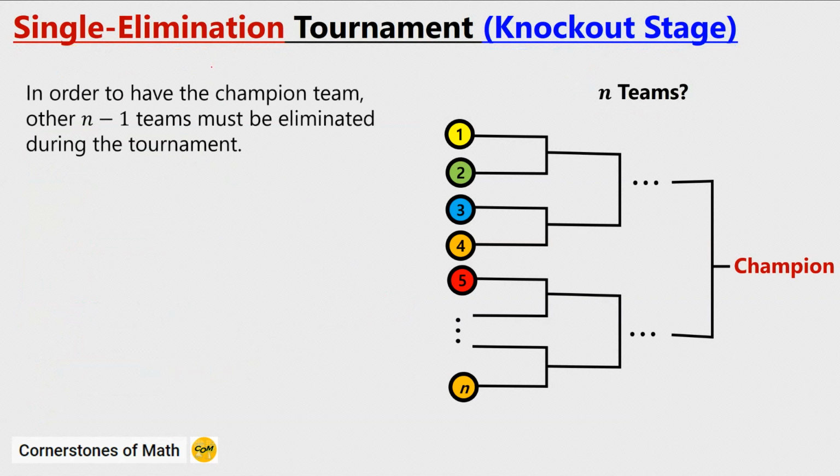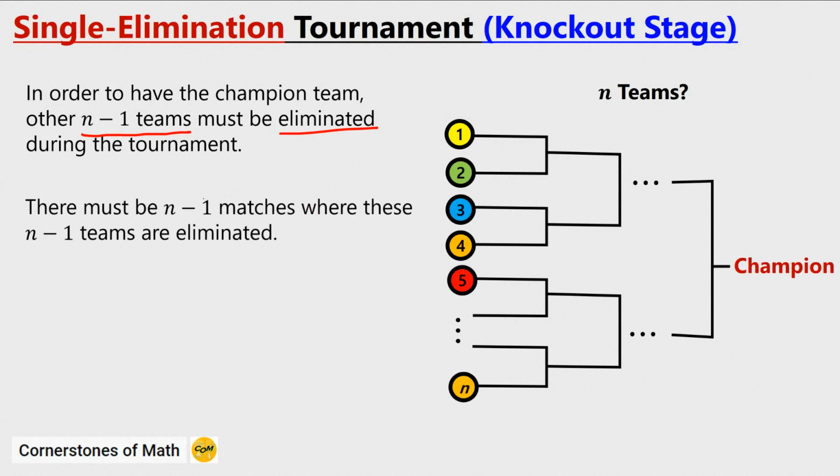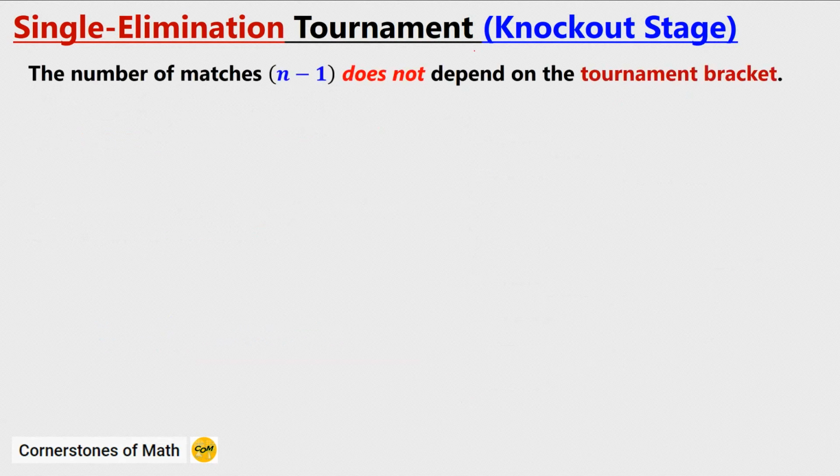Well, let's think about it. In order to have the champion team, the other n-1 teams must be eliminated during the tournament. This means that there must be n-1 matches where these n-1 teams are eliminated. Therefore, the number of matches for the single-elimination tournament of n teams is simply n-1. Yeah, simple as that.